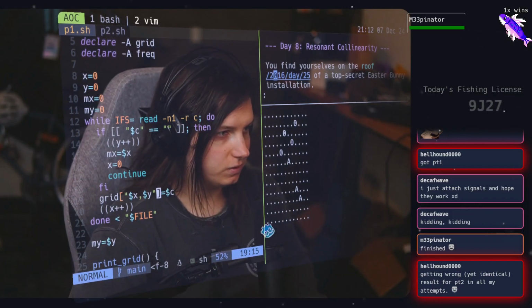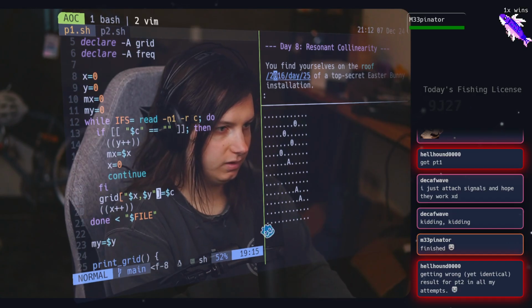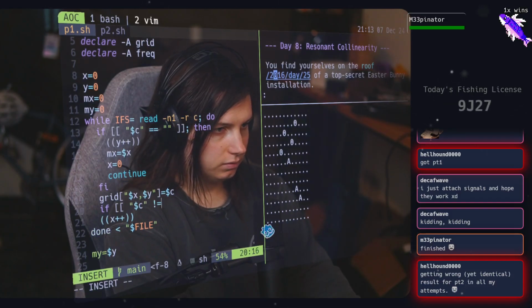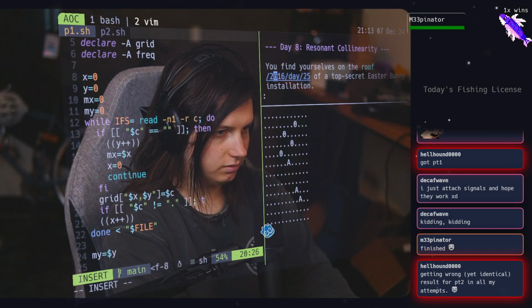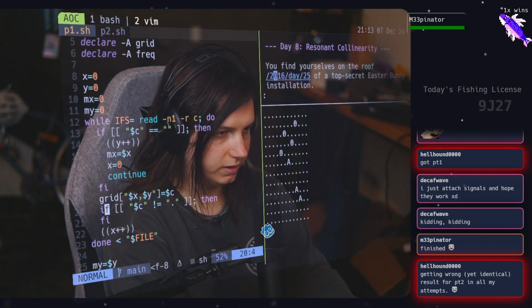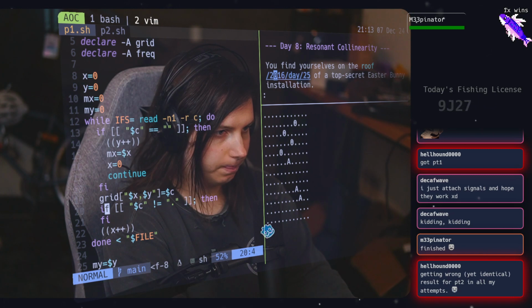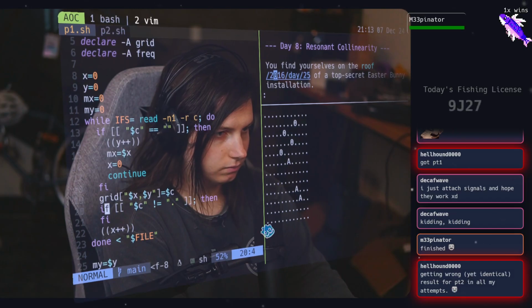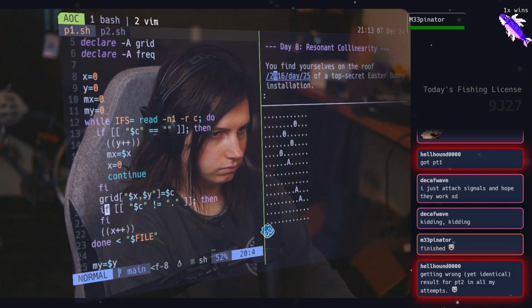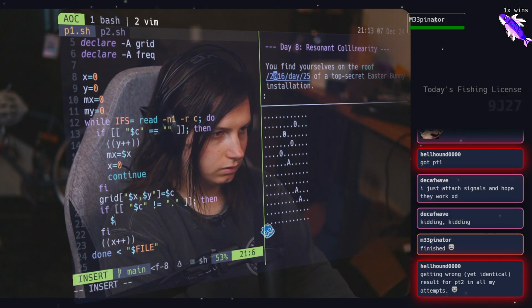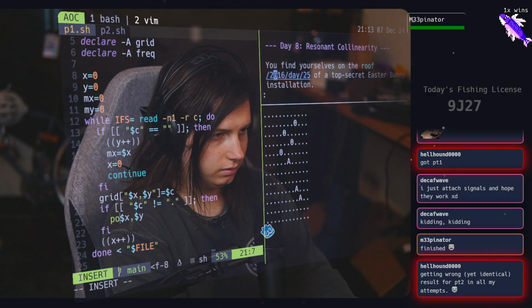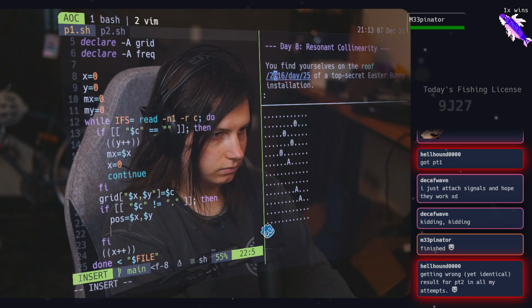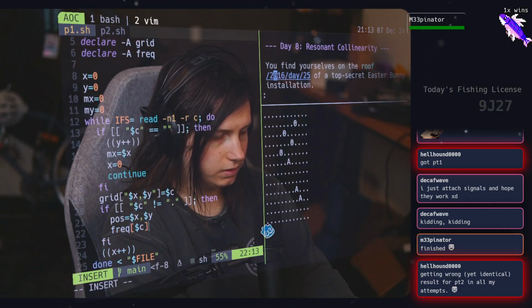Getting wrong yet identical result for part 2. Oof. If it's not a dot, then it's a frequency. X comma Y. Frequency C.